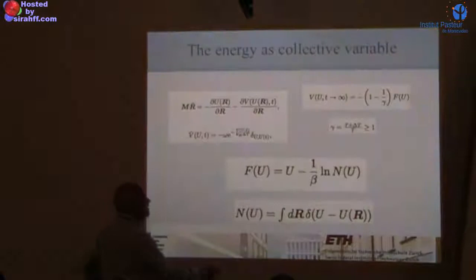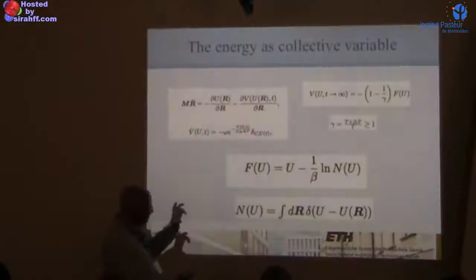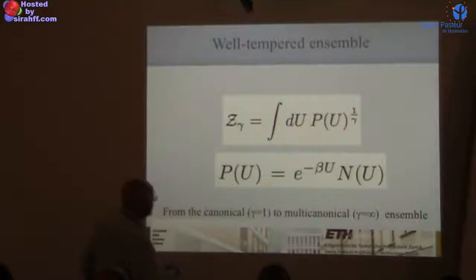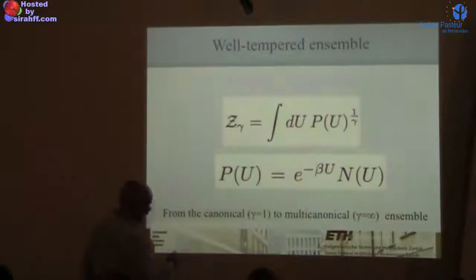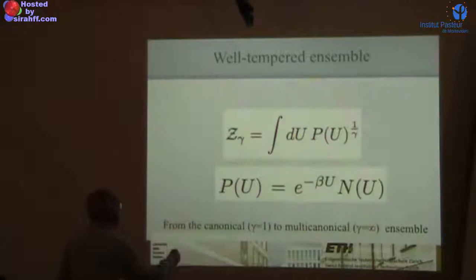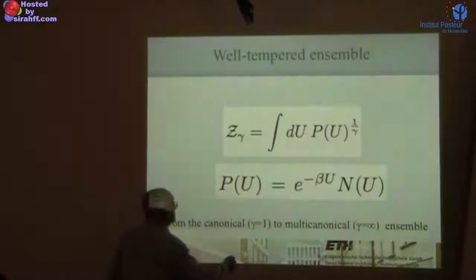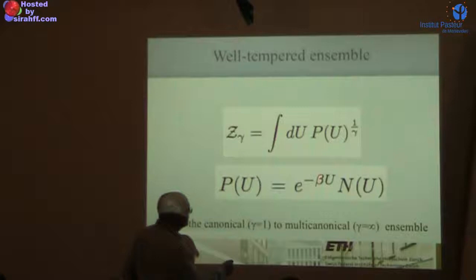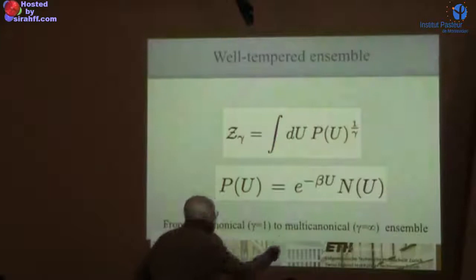So this is the number of states in the interval between U and U plus dU, and it's called the density of states. It's also very nice that you can write down, in this case, the partition function, which is generated by this ensemble and is a function of gamma. This P of U, which is written here, is related to the Boltzmann factor and the density of states. If you look at books in statistical mechanics, this is a rapidly decreasing function, this is a rapidly increasing function, and the combination of the two gives a very sharp energy distribution.